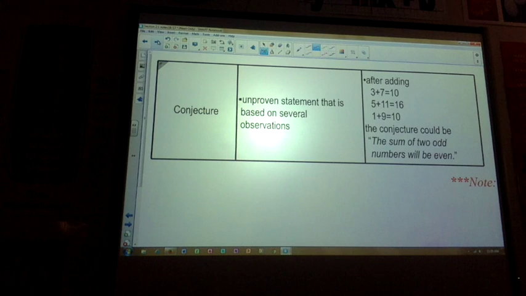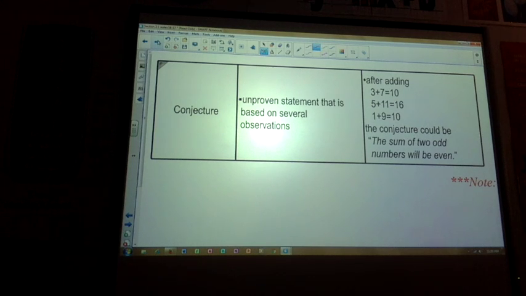The conjecture: an unproven statement that is based on several observations. So if you have some number sequence that you just can't find a pattern to, there might not be a pattern to it. It might just be random arbitrary numbers. After adding 3 plus 7 is 10, 5 plus 11 is 16, 1 plus 9 is 10, the conjecture could be the sum of 2 odd numbers would be even.